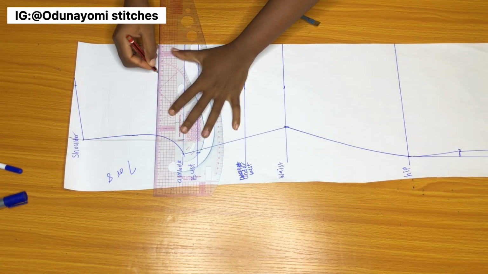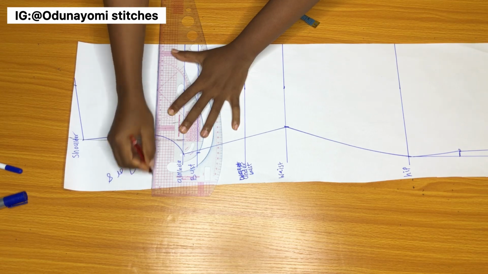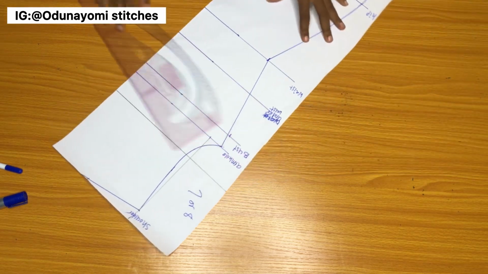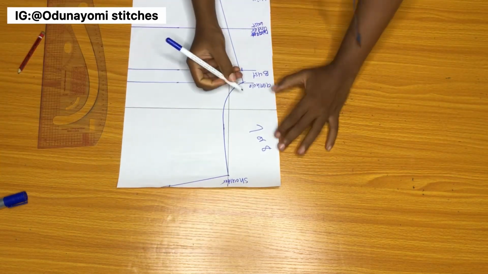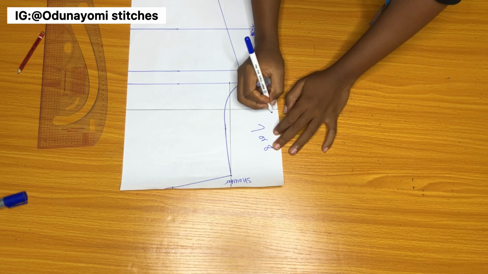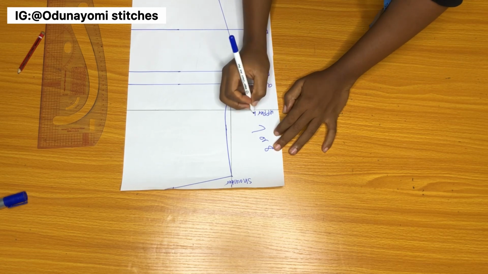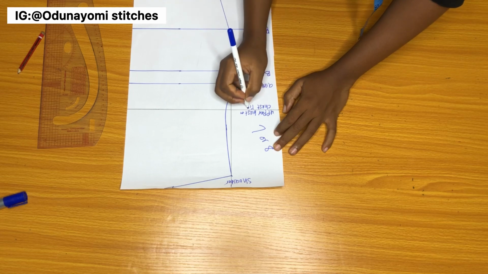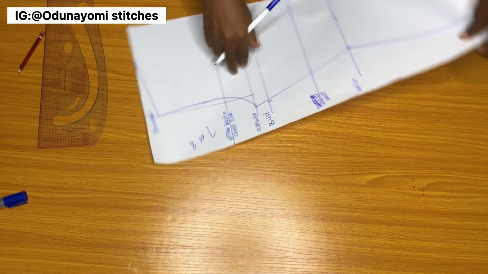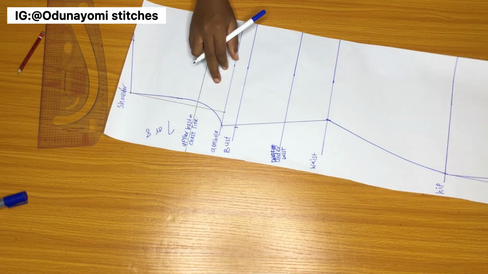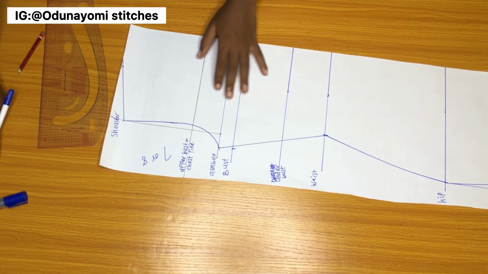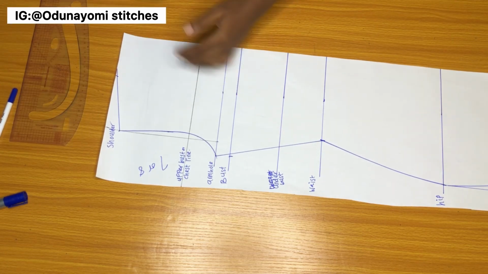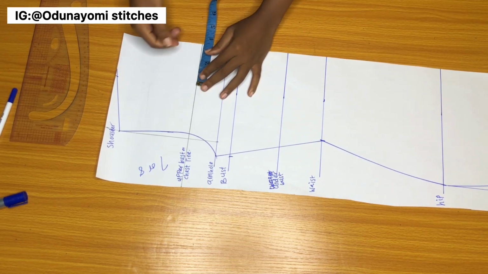For the depth of the neckline, I'll be using my upper bust. My upper bust is actually 6.5, but I went up by ½ inch, so I'm using 6 inches for the neck depth. I don't want it to be too low, so I'm using 6 inches. Let's assume your upper bust is 7, so you can use 6.5. I just went upward by ½ inch.